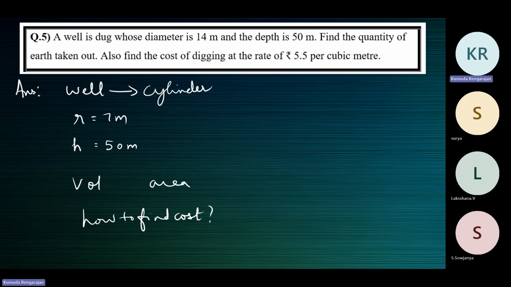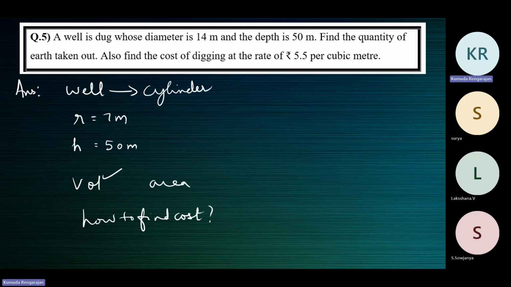Should we find volume or area to answer this question? Find the quantity of earth taken out. So is it volume or area? Ma'am, volume. Correct. Quantity of earth taken out is volume. And how do we find the cost of digging? Ma'am, you have to multiply the volume into 5.5. Very good. Correct.